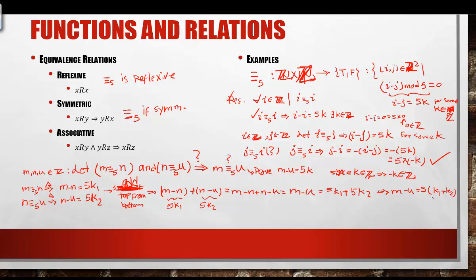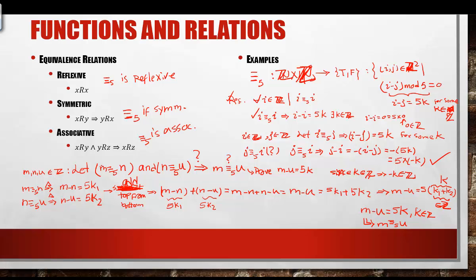Now since k sub 1 and k sub 2 are both integers, belonging to Z, the sum of the two belongs to Z, because the set of integers is closed under addition. So then if we replace k sub 1 plus k sub 2 with k, we just proved that m minus u is 5k, and that k is a member of Z. So this just proves that m is in relation with u. So according to this, mod 5 is also associative.